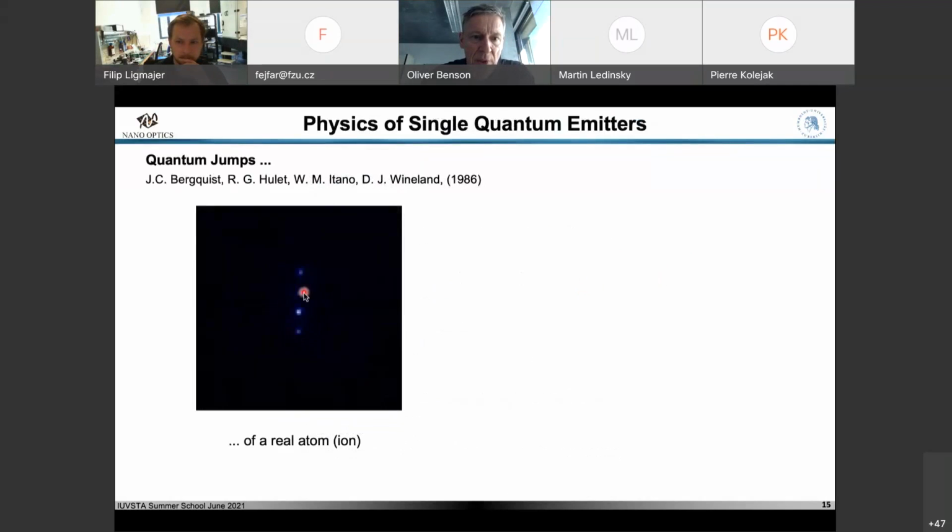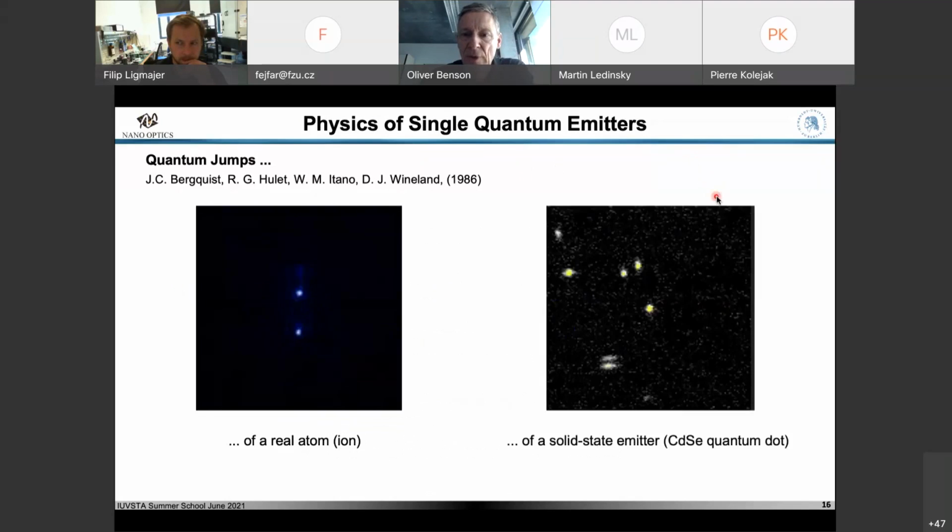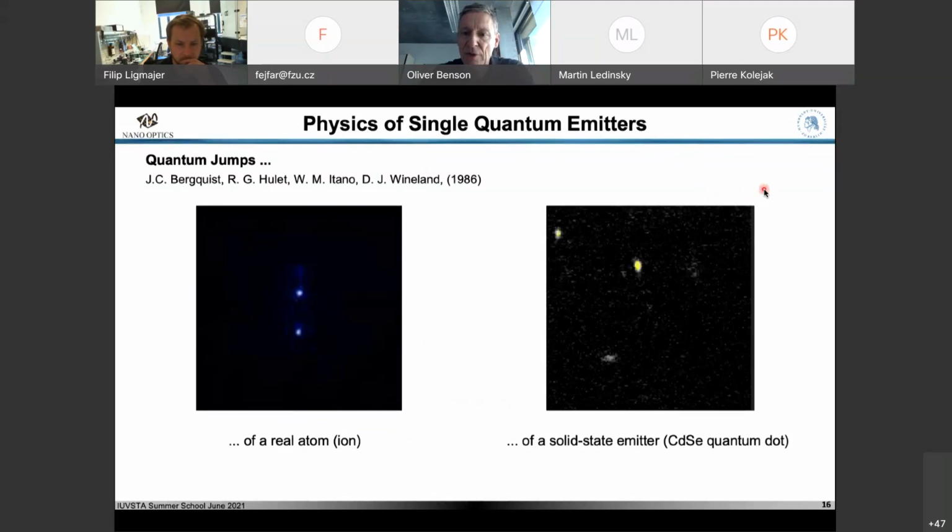Yeah, you see that individual ions just turn on and off randomly. And this is unpredictable. Only statistically you can say when this happens. And this is a pure quantum effect, these quantum jumps. And nowadays you can realize very similar effects also with solid state emitters.